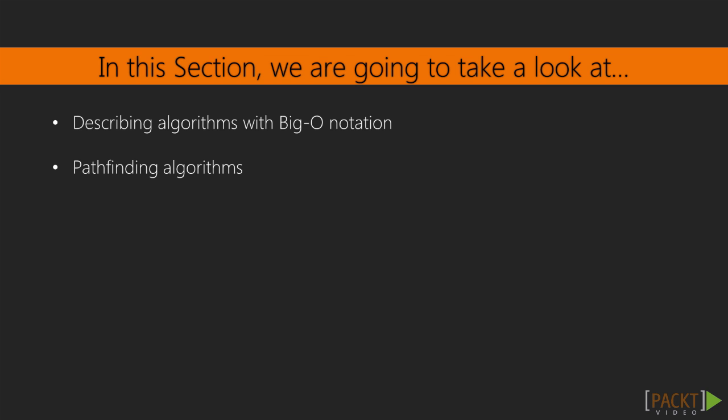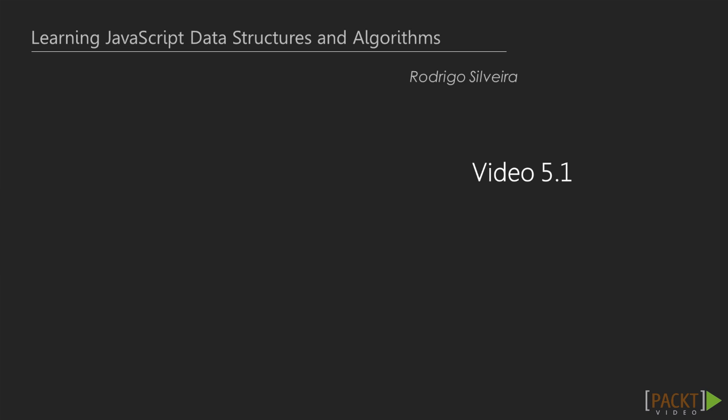We'll talk about what algorithms are, why we should study them, and how we can measure the performance and complexity of an algorithm so that we can compare and contrast different algorithms. Next, we'll talk about two classes of algorithms used in pathfinding. These types of algorithms are depth-first search and breadth-first search.